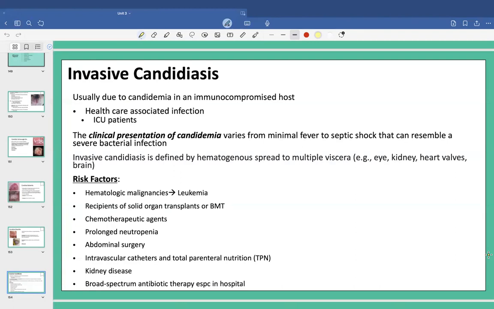The presentation can vary from fever, mild fever, to septic shock that is similar to a severe bacterial infection. Invasive candidiasis is defined by hematogenous spread to multiple viscera. So it can affect the eyes, the kidney, heart valves, the brain.